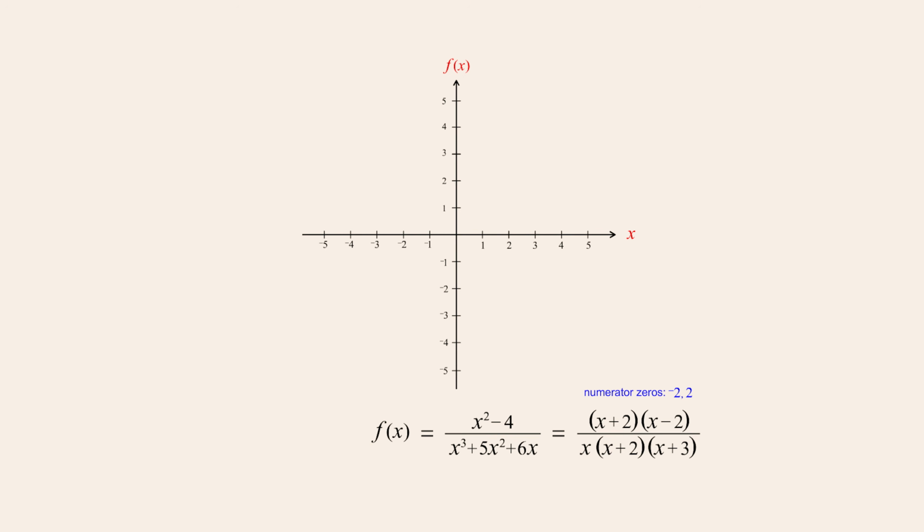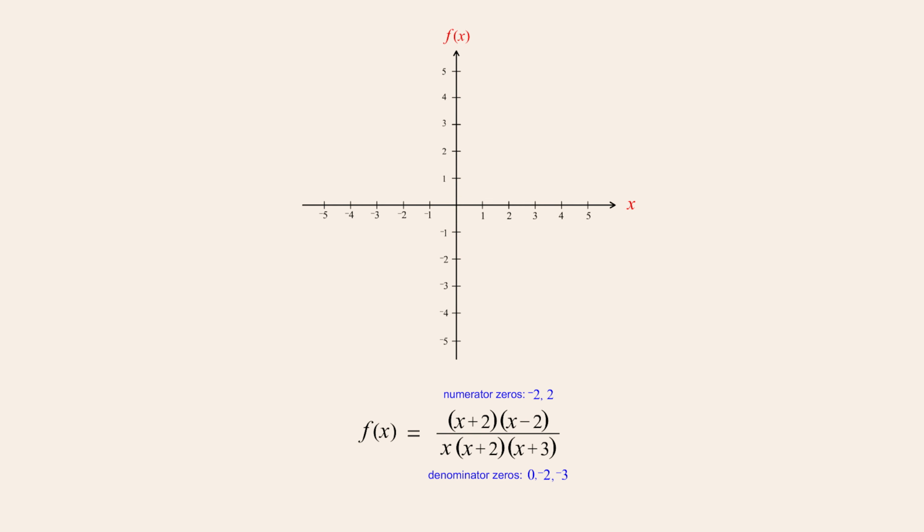Since the denominator is 0 when x is 0, an x value of 0 is a 0 of the denominator. Likewise, since the second factor is 0 when x is negative 2, negative 2 is also a denominator 0. And since the third factor is 0 when x is negative 3, negative 3 is also a 0 of the denominator. Since any of these three x values cause the denominator to be 0, all three values must be excluded from the function's domain.